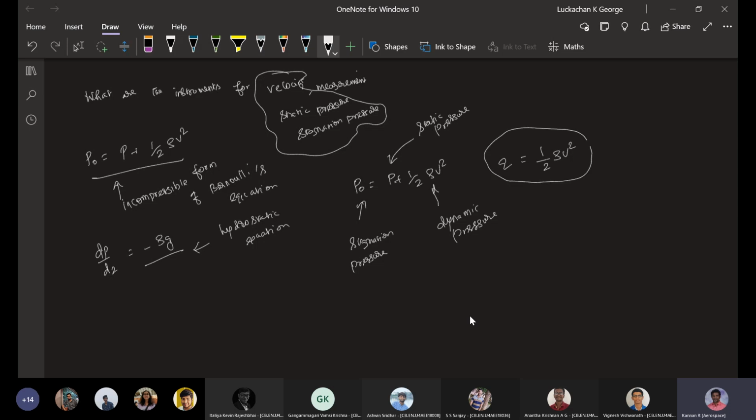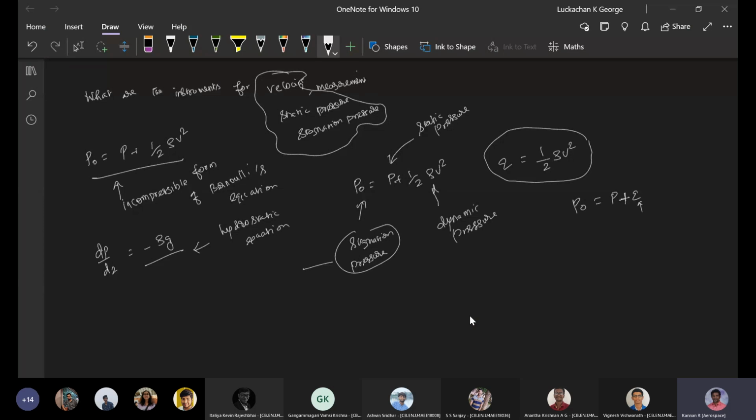In most of the cases, we denote P naught is equal to P plus Q. Q is the dynamic pressure, P is the static pressure. So you know what the definition of your stagnation pressure is?